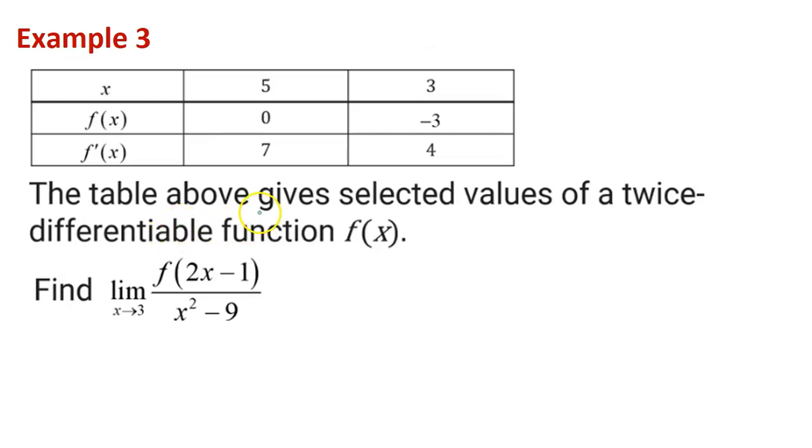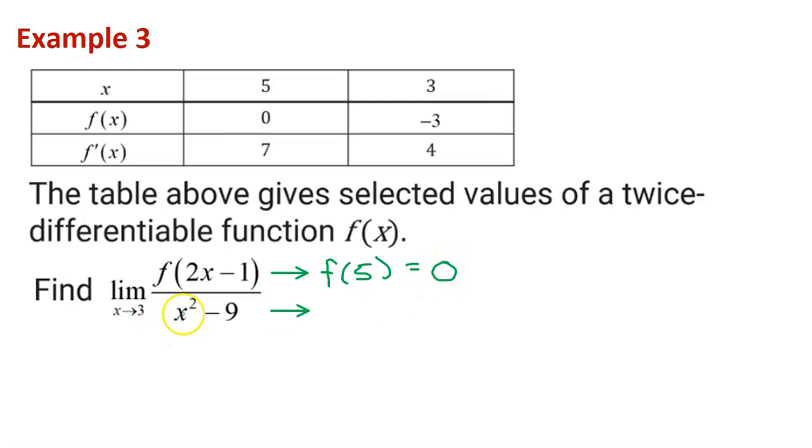Example 3. The table above gives selected values of a twice differentiable function f of x. Find the limit as x approaches 3 of f at 2x minus 1 over x squared minus 9. Direct substitution, plugging in 3 for x, gives us 6 minus 1, which is 5. So the numerator is approaching f at 5, which according to the table is 0.